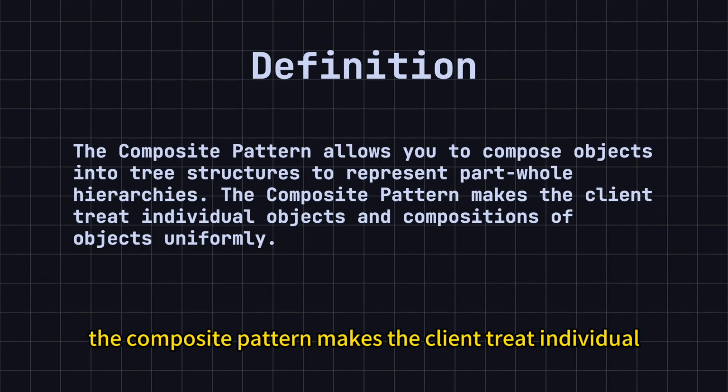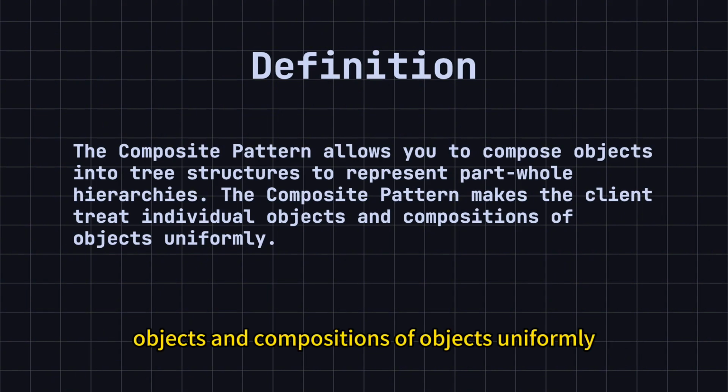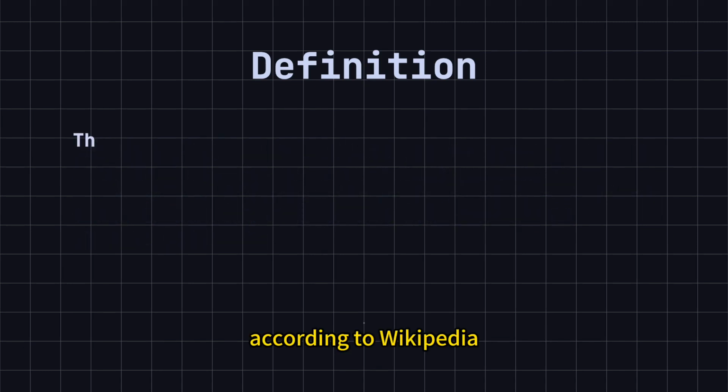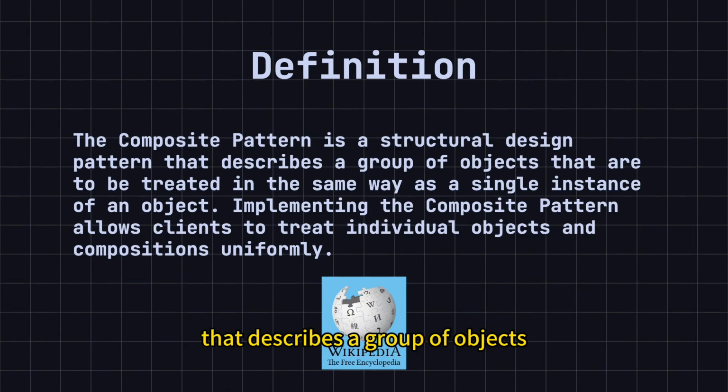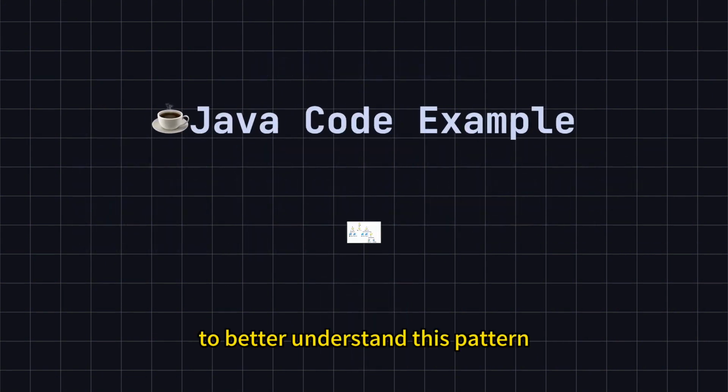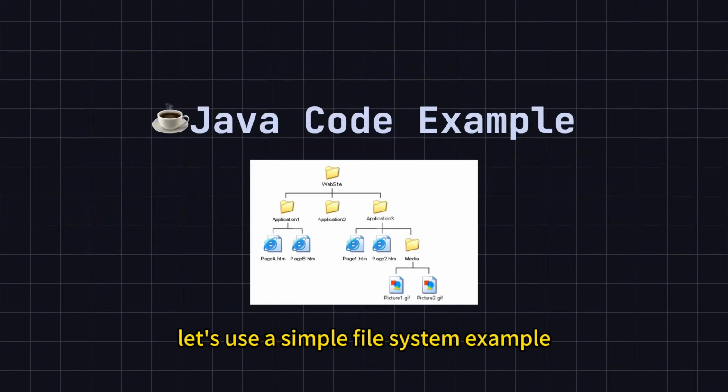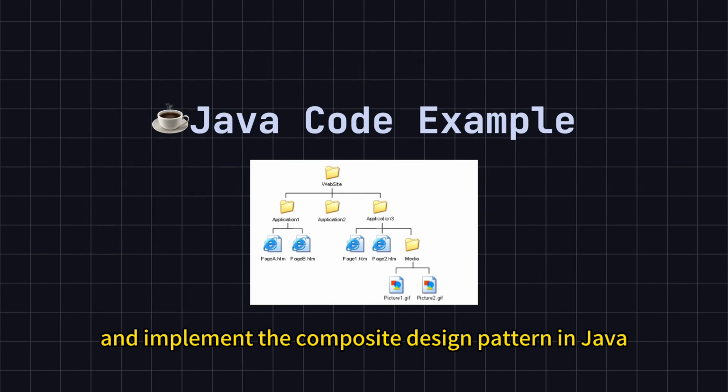The composite pattern makes the client treat individual objects and compositions of objects uniformly. According to Wikipedia, the composite pattern is a structural design pattern that describes a group of objects that are to be treated in the same way as a single instance of an object. Implementing the composite pattern allows clients to treat individual objects and compositions uniformly. To better understand this pattern, let's use a simple file system example and implement the composite design pattern in Java.